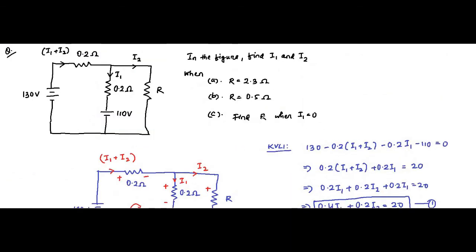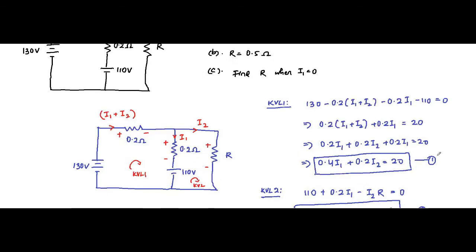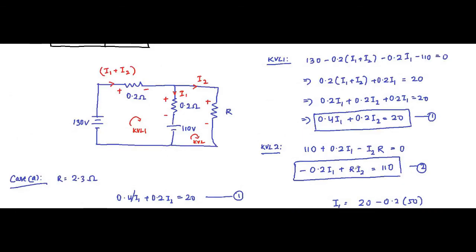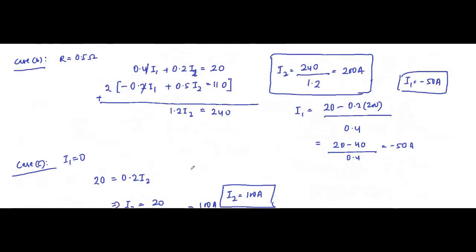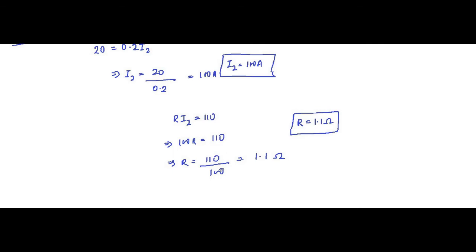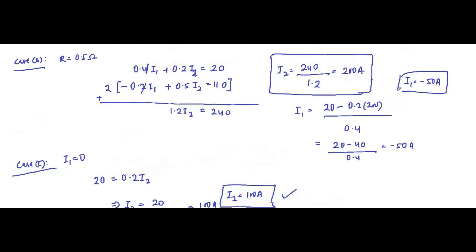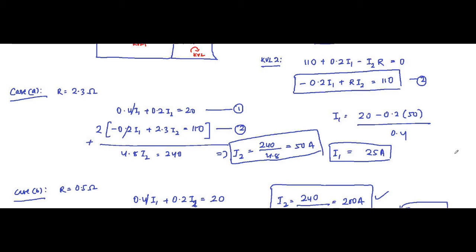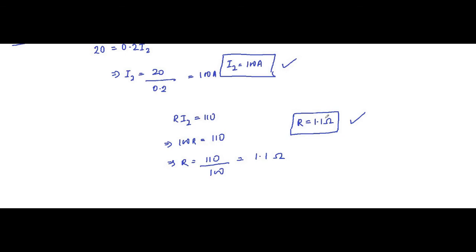It was asked to find the value of R when I1 is equal to 0. So we substituted I1 is equal to 0 in equation 1 and got the value of I2. Then we substituted that value of I2, which is 100 ampere, in equation 2, and we got 100 R is equal to 110. So R is equal to 110 by 100, which is equal to 1.1 ohm. So for all the cases we found out what was asked: the values of I1 and I2 for case A and B, and the value of R for case C.